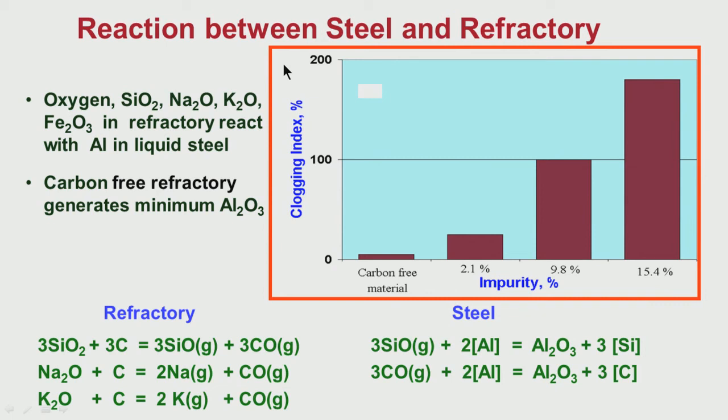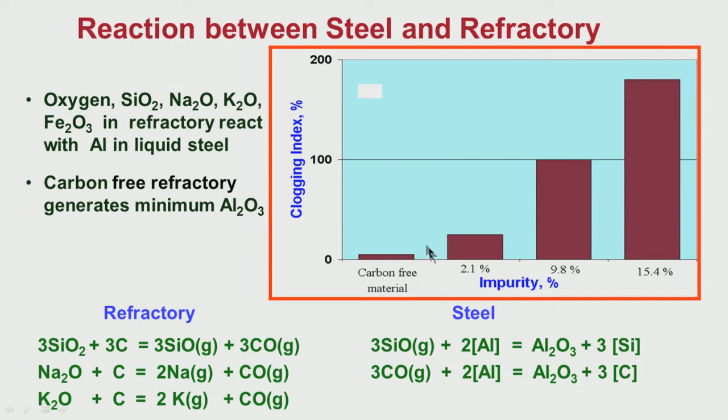We want clean steel, so you also want clean refractory. We want good quality steel, we also want good quality refractory to get clean steel. This issue is very important, because after all metallurgical vessels have refractory. Ladle, there is a refractory lining. So, this refractory should not have too much of impurity.